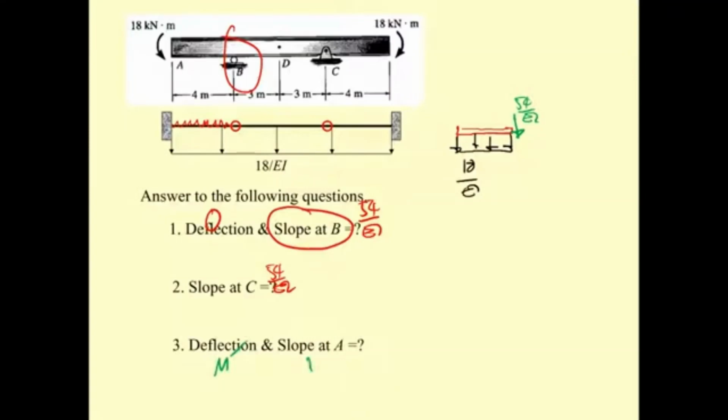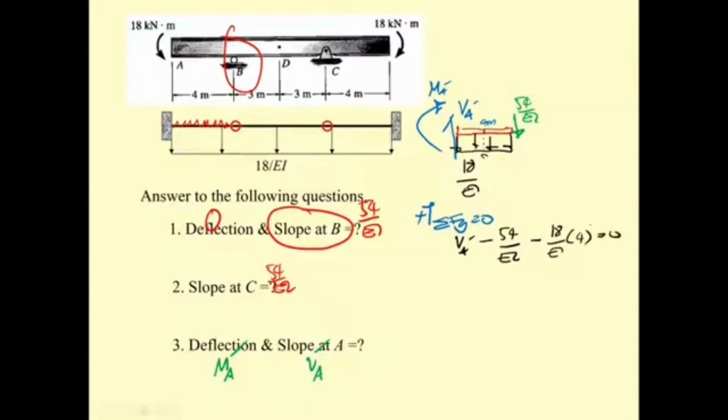So this is M prime, and this is going to be V sub A prime and M sub A prime. By putting this, let me have this. What? That is going to be M sub A prime, and this is going to be V sub A prime, and this is going to be 4 meter. What we have is summation of F sub Y equal to 0. So up is plus. So what we have is V sub A prime up. Okay, and minus 54 divided by EI, and also this one minus 18 divided by EI times 4 and equal to 0. You may put this into your calculator. That is 18 times 4 and then plus 54. That's 126. So V sub A prime equal to 126 divided by EI. That is going to be theta sub A.